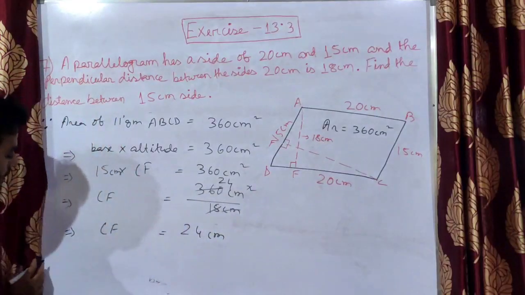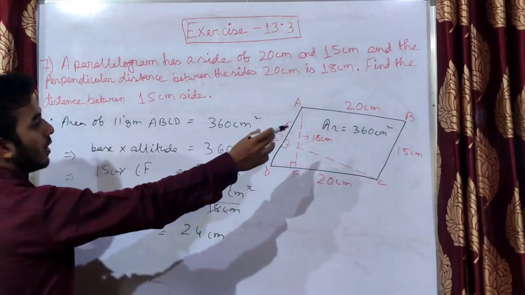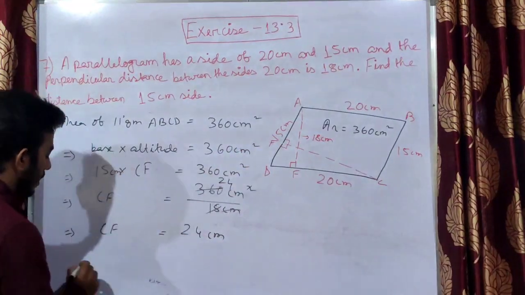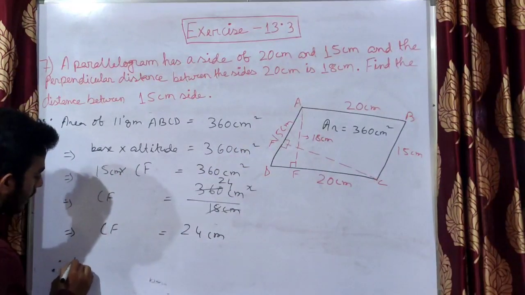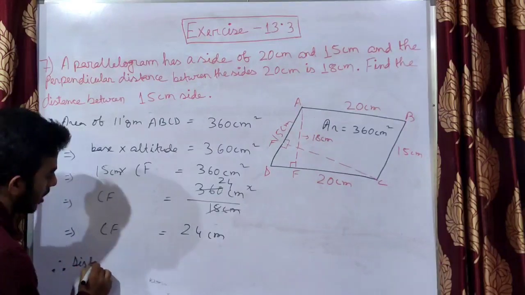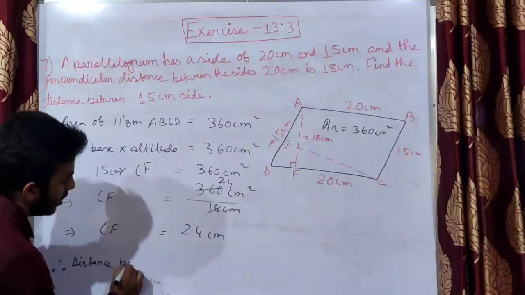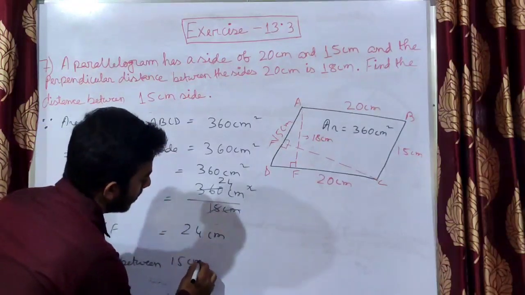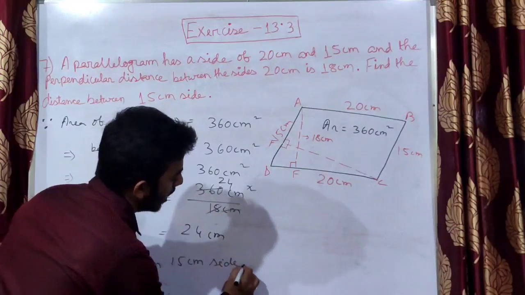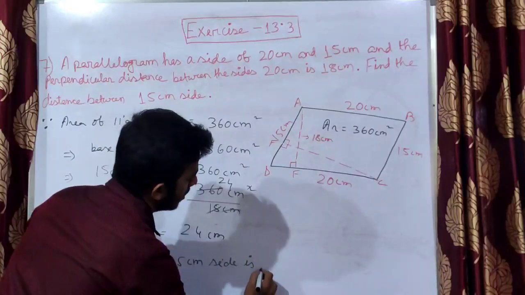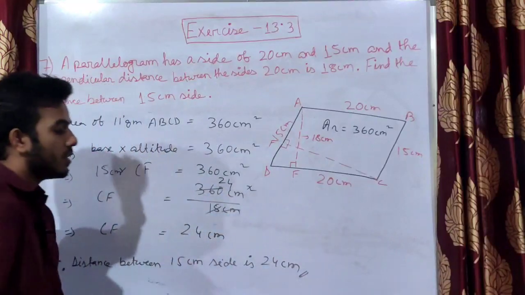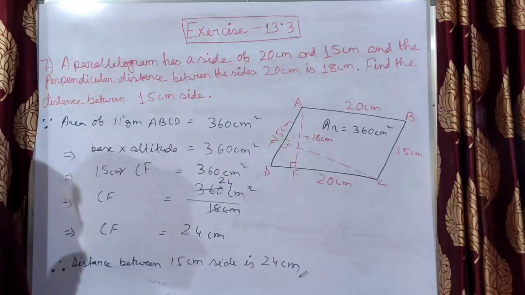That means CF is the distance between the two sides, the distance between the 15 centimeter sides. Therefore, the distance between the 15 centimeter sides is 24 centimeter. So this is our required answer for this question.